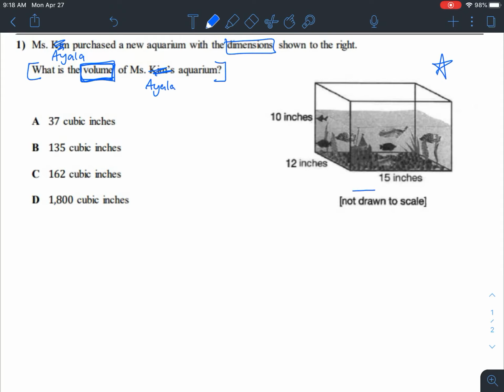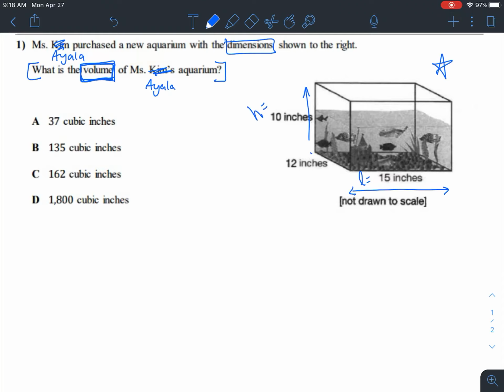I'm noticing that it gives us the dimensions going side to side. And I know if I'm measuring side to side, that's actually the length. So I'm going to go ahead and label that as the length. I'm also noticing that they're giving me the dimensions going up to down. And if I'm going up to down, I know that's my height. So my height is 10 inches.